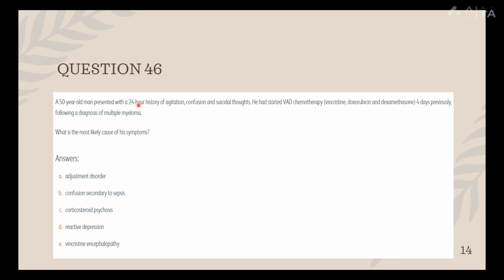Next question: a 50-year-old man presented with a 24-hour history of agitation, confusion, and suicidal thoughts. He had started VAD chemotherapy with dexamethasone 4 days previously, following a diagnosis of multiple myeloma. What is the likely cause of his symptoms? So he started on some drugs. Now he's having agitation, confusion, and suicidal thoughts. So always look at the culprit in the drug. Okay. Look at the options.